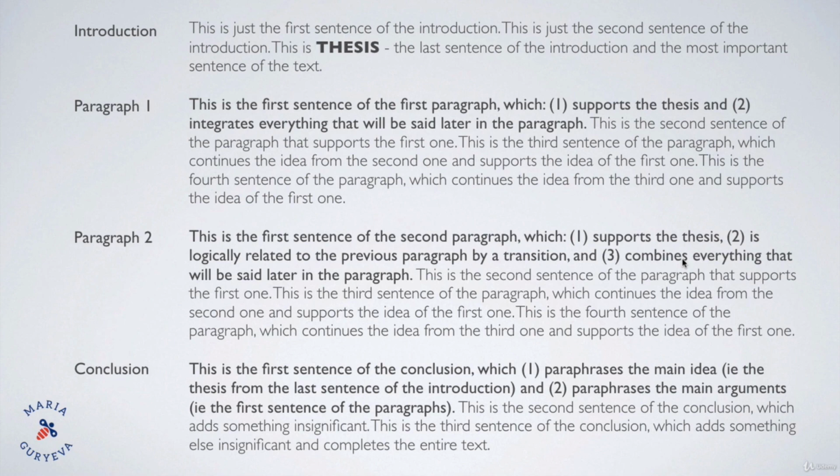Then we have pretty much the same thing which we had in the paragraph number 1. This is the second sentence of the paragraph that supports the first one. This is the third sentence of the paragraph which continues the idea from the second one and supports the idea of the first one. This is the fourth sentence of the paragraph which continues the idea from the third one and supports the idea of the first one. So all the sentences within the paragraph are connected very closely, they follow each other, and then all of them support the first sentence of this paragraph, the topic sentence, this bold sentence of this paragraph number 2.